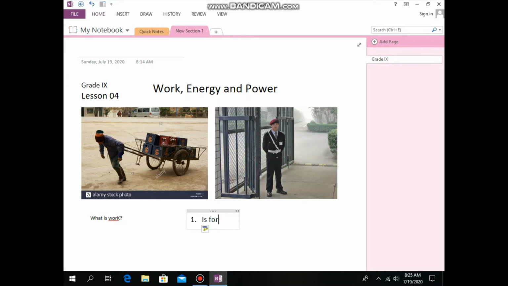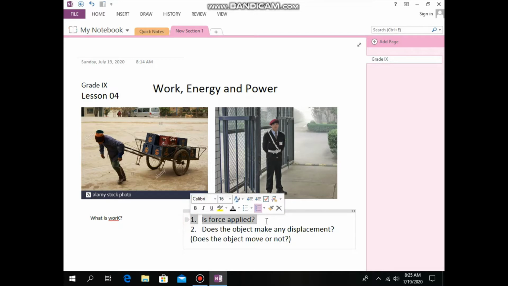Number one is whether force is applied. Number two is whether the object makes any displacement. These two are the criteria of work. So to define whether work is being done or not, you need to ask these two questions. First, is force applied, and second, does the object make any displacement? If your answer is yes to both, then obviously work is being done.